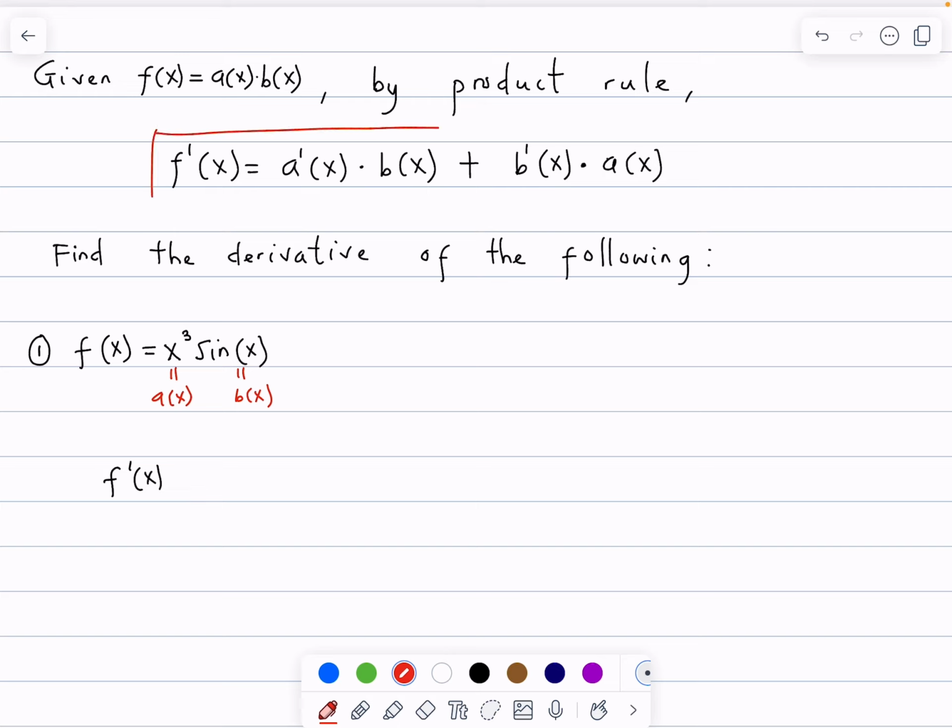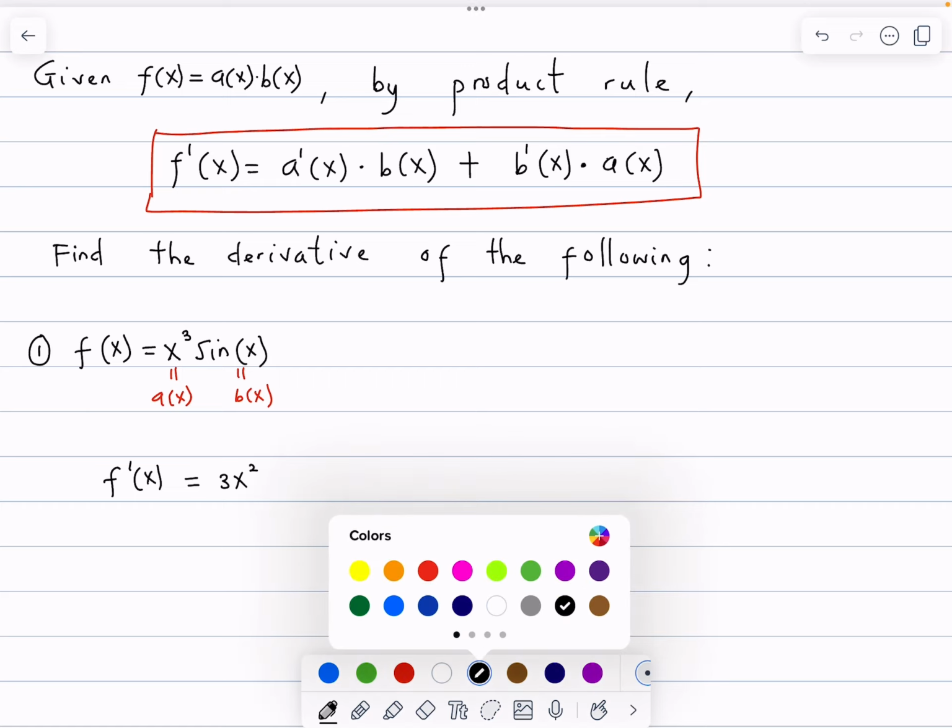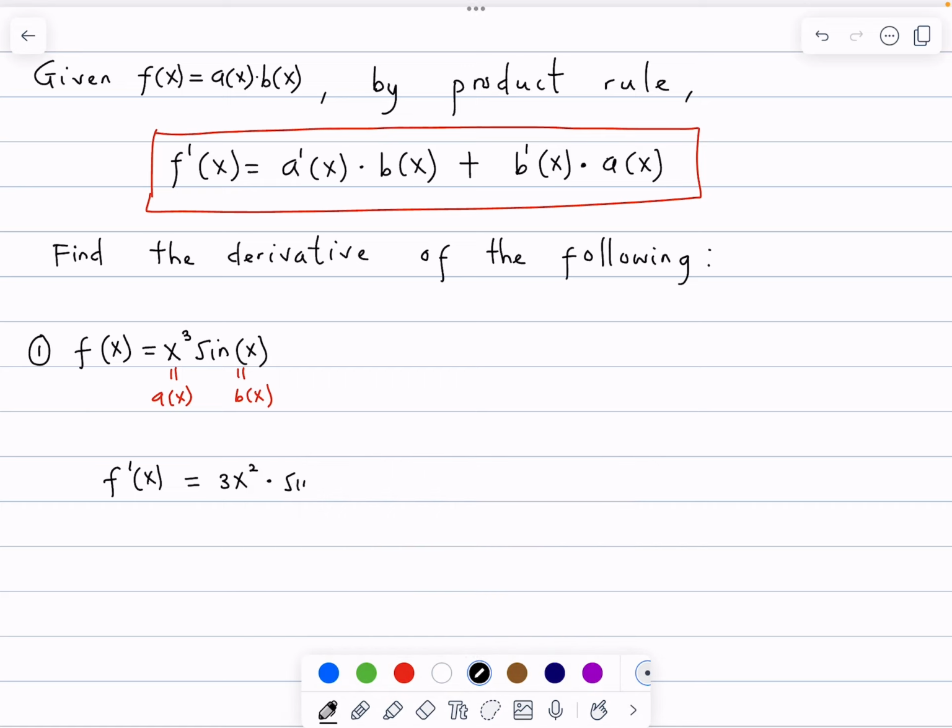So if I want to find the derivative, just applying this rule here, I take the derivative of a of x. My a of x here is x cubed. The derivative of x cubed is just going to be what? 3x squared using the power rule, right? And then I keep my b of x just the way it is. My b of x is sine x. So I have sine x plus, what's the derivative of my b of x? The derivative of sine x is just cosine of x, cos x.